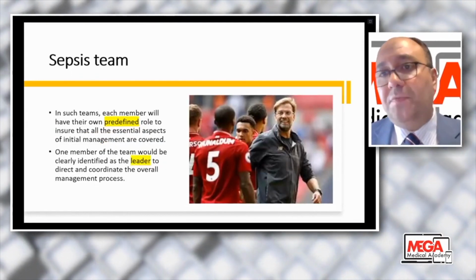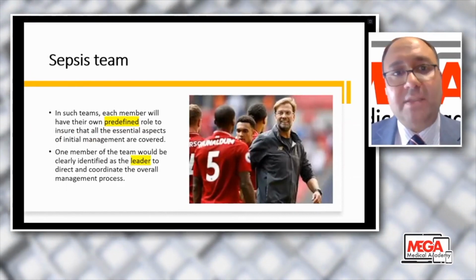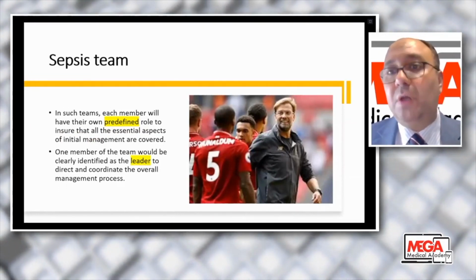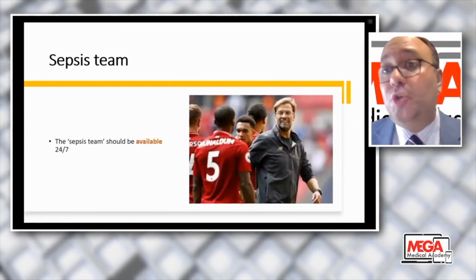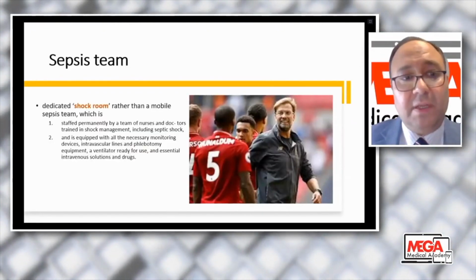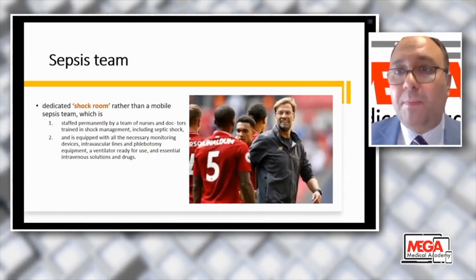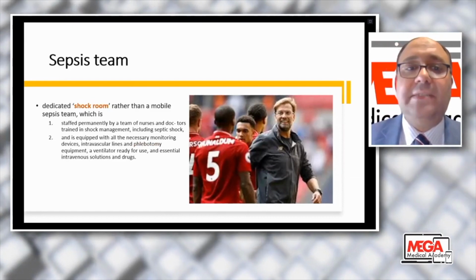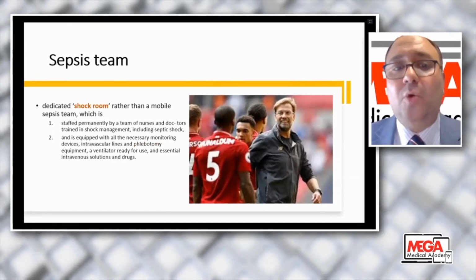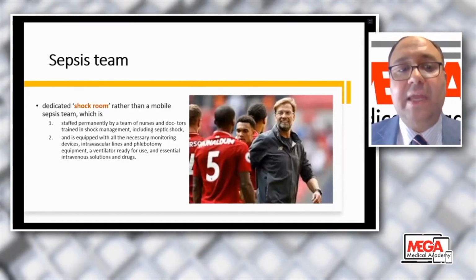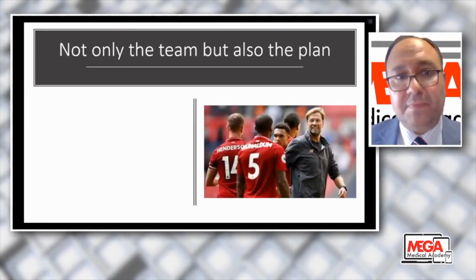Each member of this team should have a predefined task, and the leader should direct and coordinate between them. This team should be available 24/7. Some institutes have what's called a choke room, where the team will stay, and this room is equipped with all necessary monitoring devices, intravascular lines, and phlebotomy equipment.